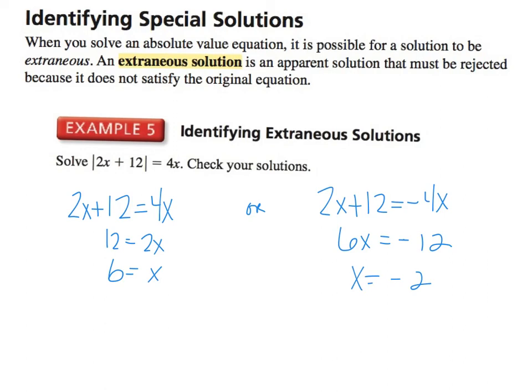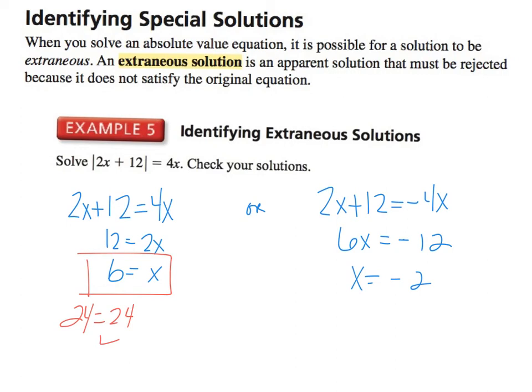Sounds easy enough. It sounds like those are your answers, but now we've got to plug them in and check them. So here we go. Let's plug in the 6. You can do this in your head. So let's see. 2 multiplied by 6 is 12. 12 plus 12 is 24. The absolute value of 24 is 24. Equals 4 times 6, which is 24. Bam, that checks out. x equals 6 is an answer. Go to the next one.